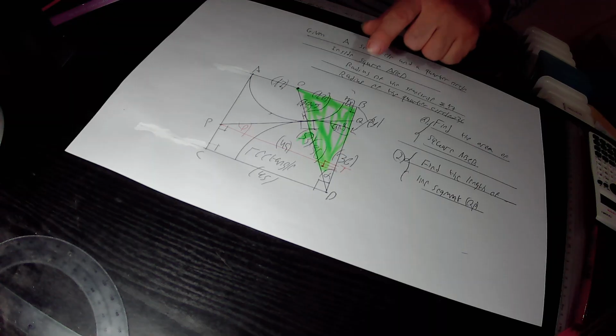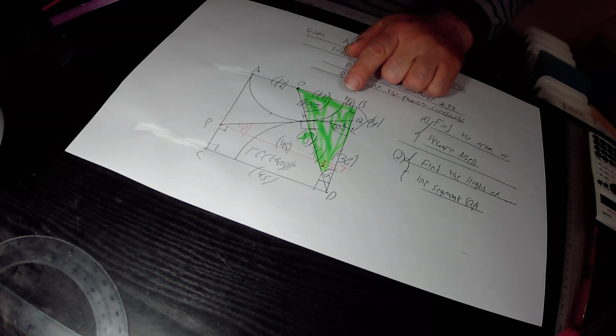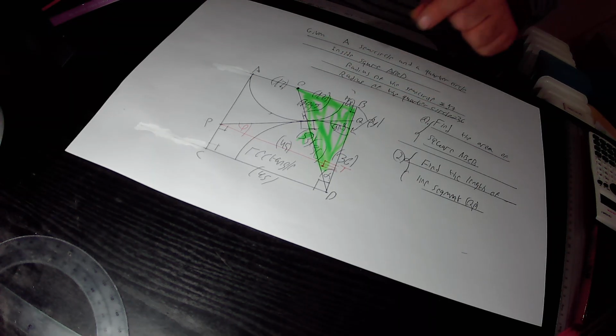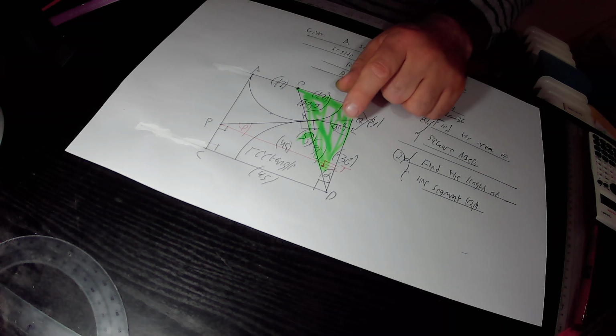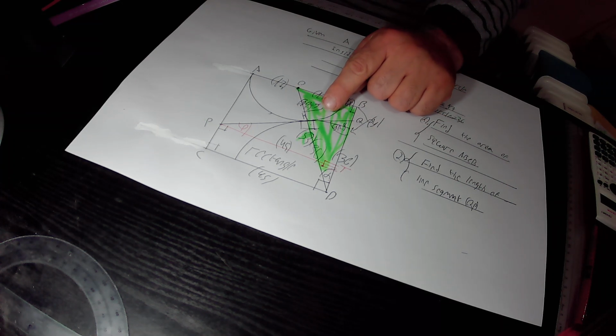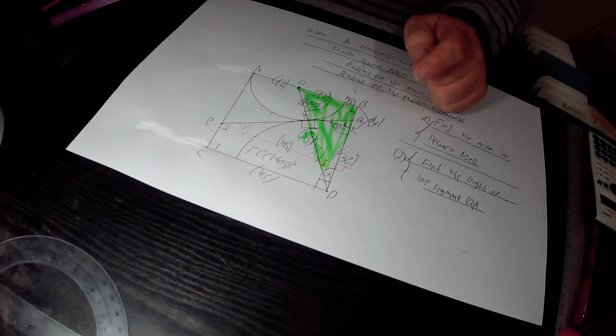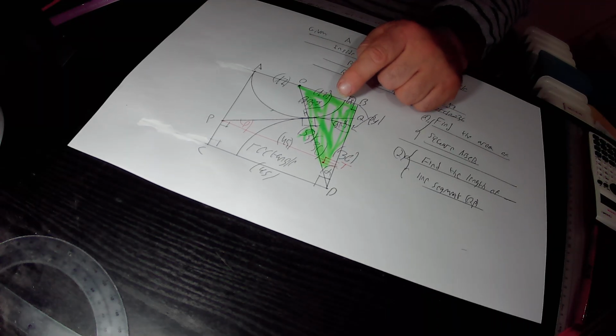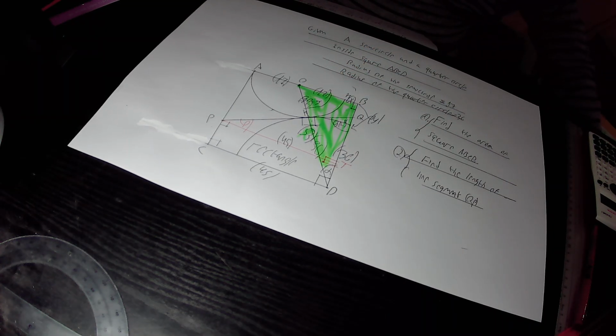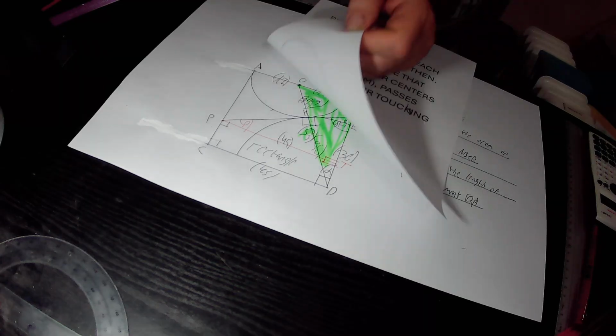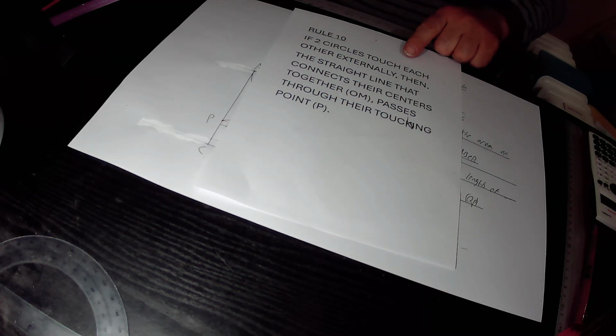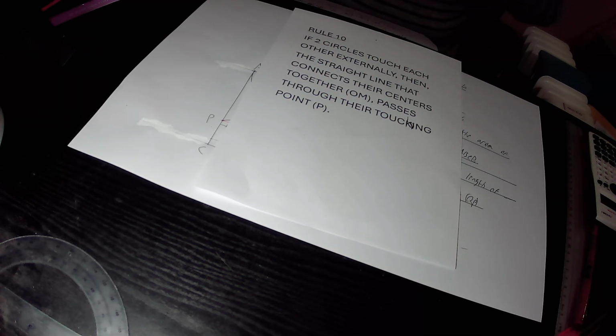We find out the length of OD by implementing rule 10 in our drawing. In the drawing, the semicircle and the quarter circle touch each other externally at point K. Therefore, we can implement here rule 10. According to rule 10, if two circles touch each other externally, then the straight line that connects the circles' centers passes through their touching point.